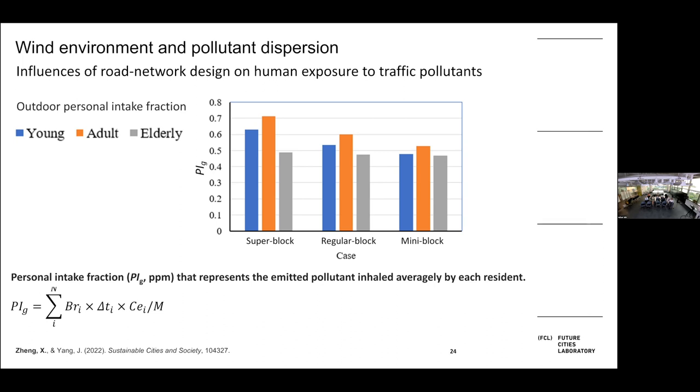What I'm showing here is outdoor personal intake, which means when people stay outdoor rather than in indoor space. And we can see that in general, the super block leads to a higher intake fraction for all the age groups. And the young people and adults are quite sensitive to the street network design because they spend more time in the road region rather than the other outdoor area. Okay, we can see mini block is usually better for all the age groups.